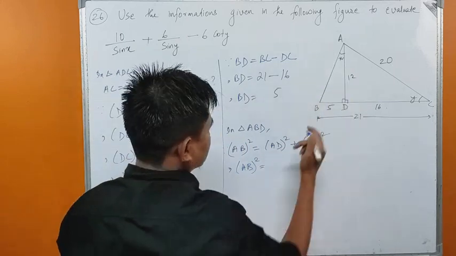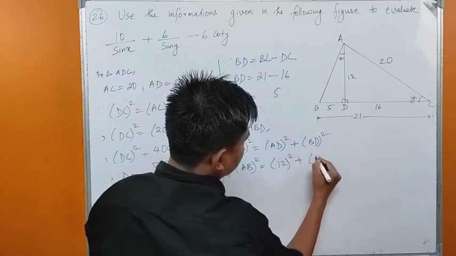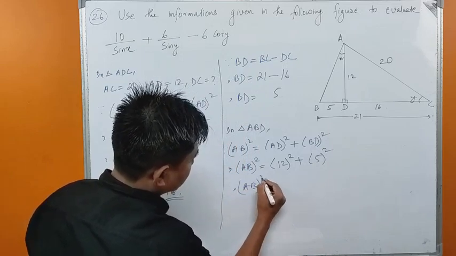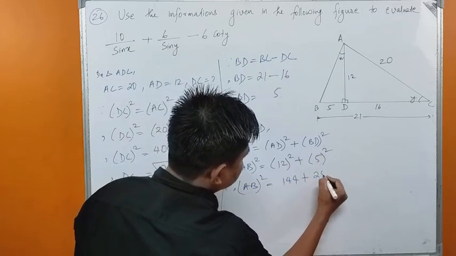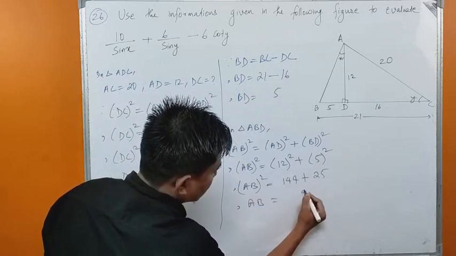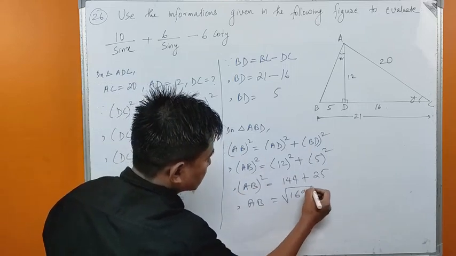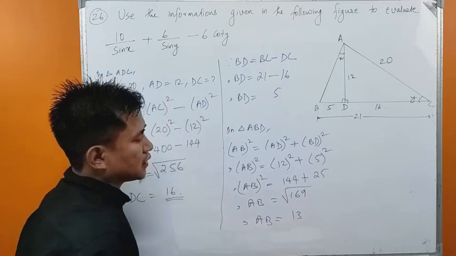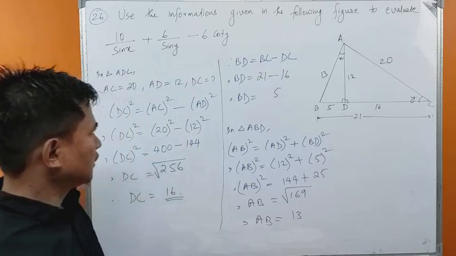AD is 12, isn't it? So 12 squared plus BD, which is 5, 5 squared. AB squared equals 12 squared, which is 144, plus 5 squared, which is 25, so 169. Now we take this square to the right hand side, and it becomes root: AB equals root under 169, which means 13. 13 13s are 169. So we found AB also. This is 13. Now please take the screenshot.